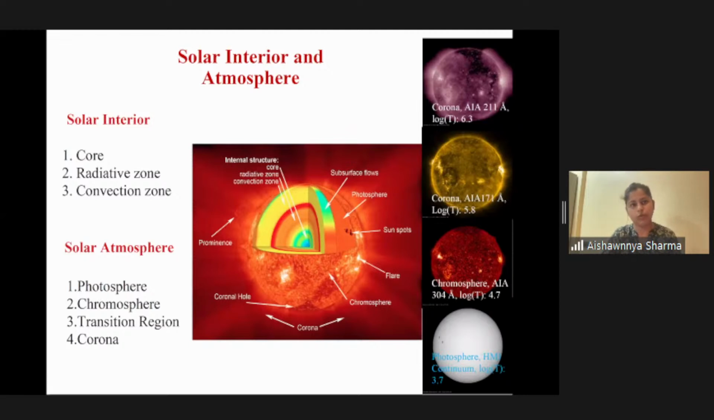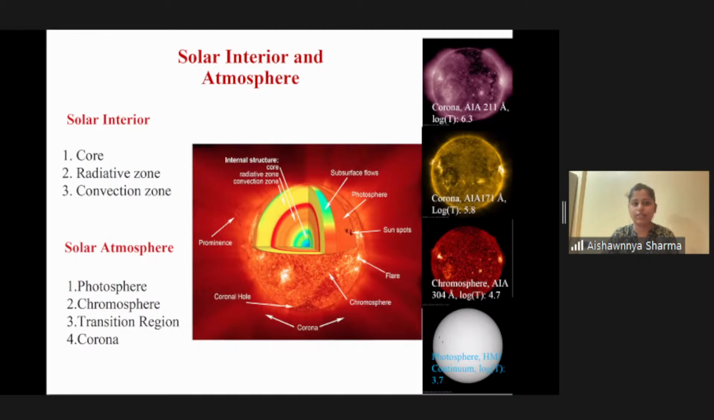First, we have the core where the heat gets generated. Then the heat travels outward through the process of radiation, and finally convection. Once convection ends comes the solar surface that we see from Earth, which we call the solar photosphere. Whatever we see from Earth is called the photosphere or the solar surface.